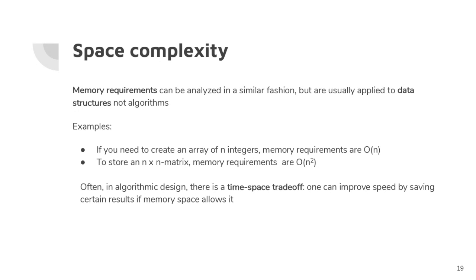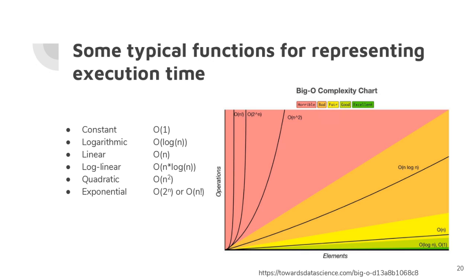It's a similar rationale. And often in algorithms, there's a time-space trade-off. Often you can improve the speed of your algorithm by using more memory, or your algorithm may become slightly slower if you use less memory. So often there's a trade-off between memory and time when you're designing an algorithm.